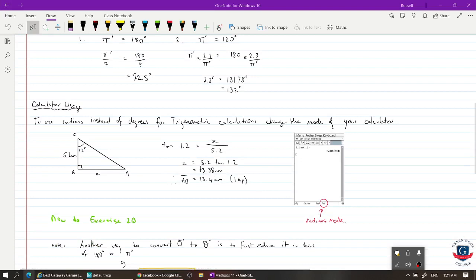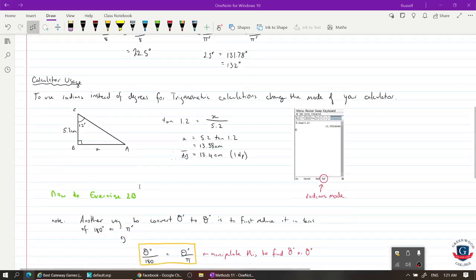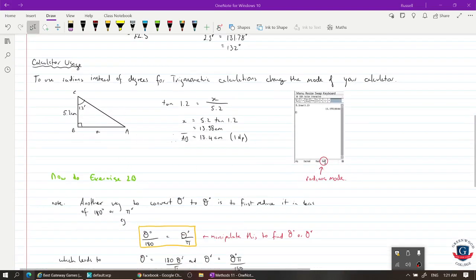Now we don't have to only use radians for circle problems, we can also use it for triangles, but we have to make sure that our calculator is in radians mode. So if this angle here is described as 1.2 radians, we can use that for trigonometric ratios. So in the case of this problem here, this would normally be a tan problem with opposite and adjacent and an angle. Tan of 1.2 radians is equal to the opposite, it's x divided by 5.2.